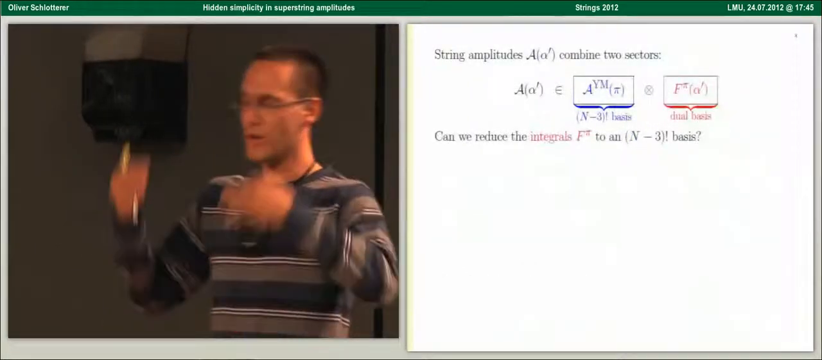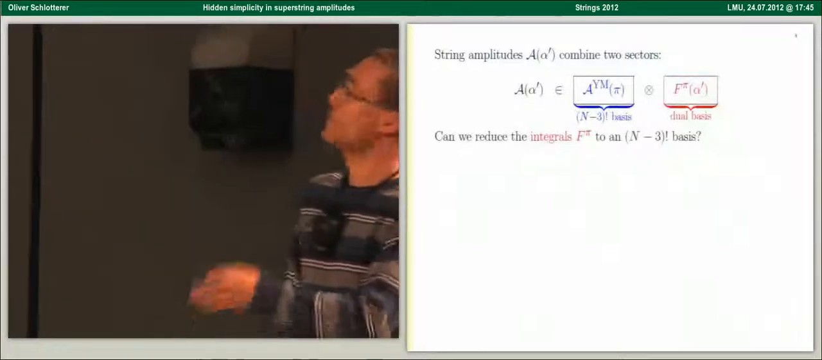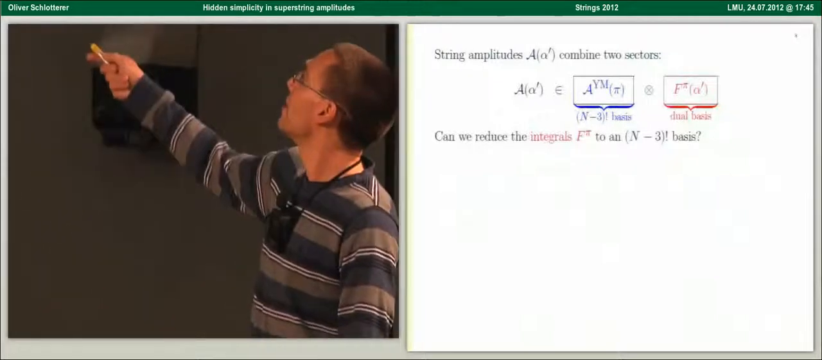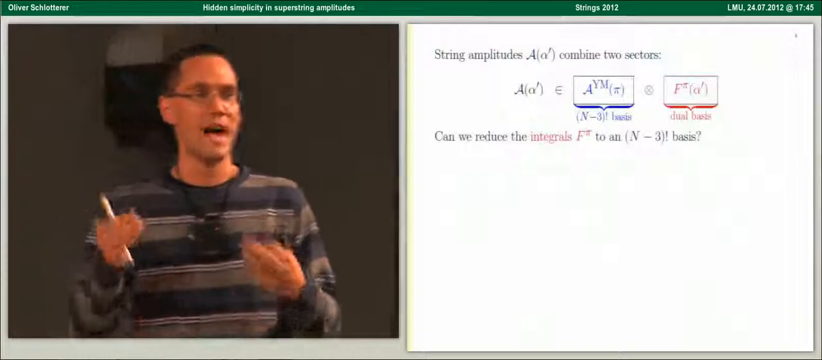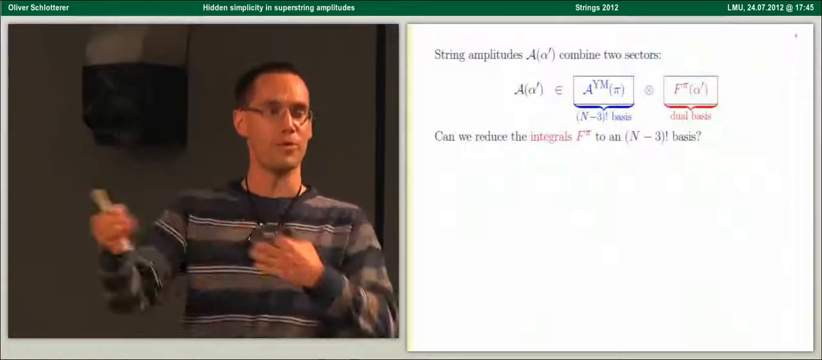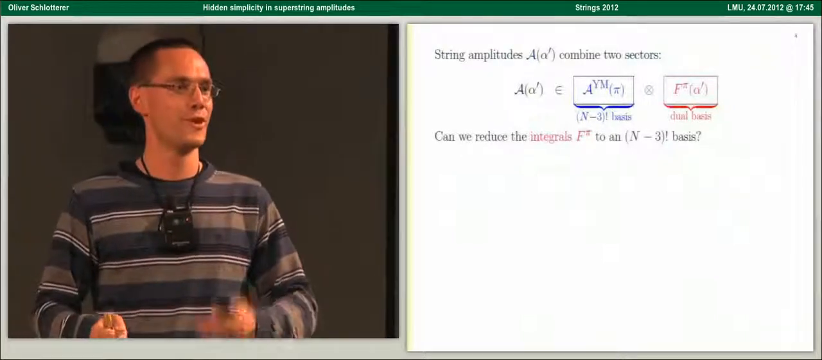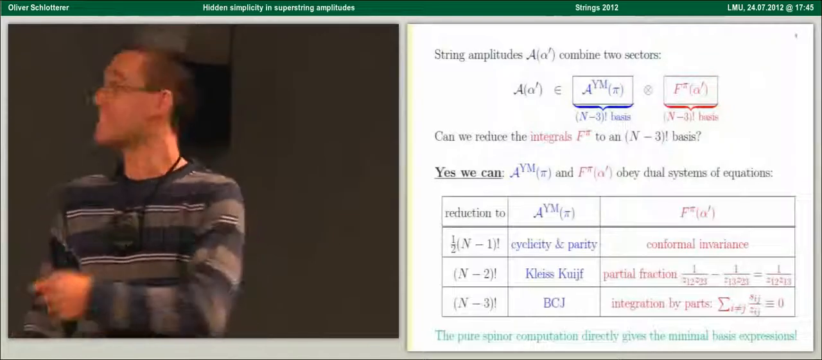Okay, let's come back to the complete tree-level amplitude for the string states. It's made of two sectors. We've just been looking at the former sector involving A Yang-Mills. They fall into an (n-3)! basis. And now the question I want to ask is, do we have a harmony between these two sectors? Does the second sector of string functions fall into the same basis dimension? And the answer is yes.